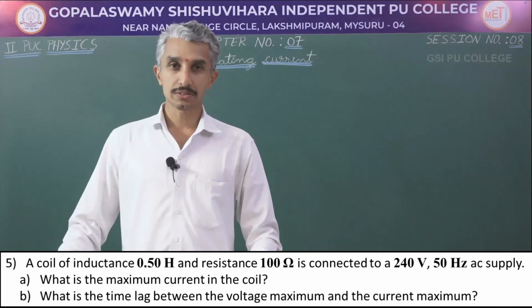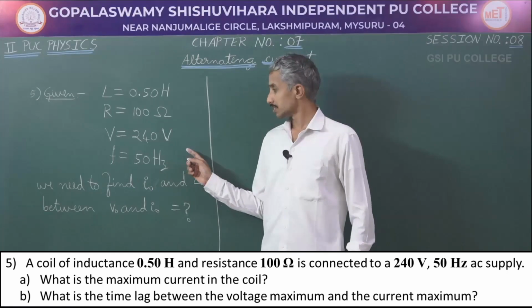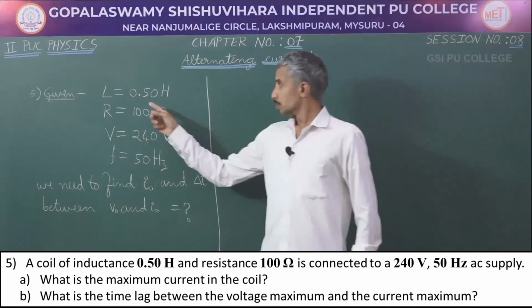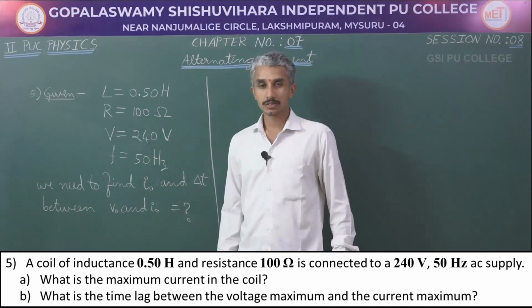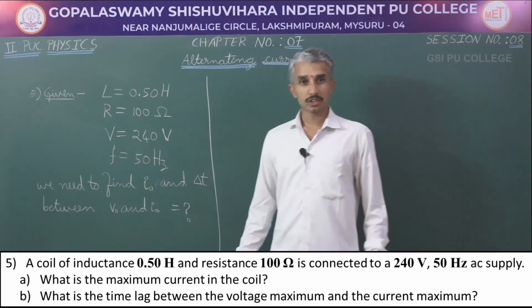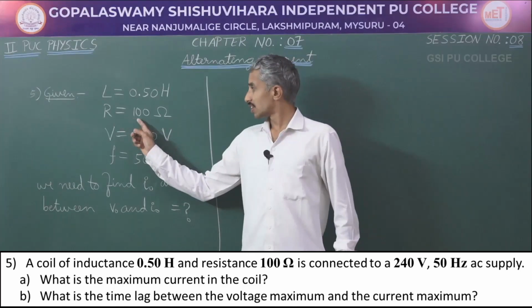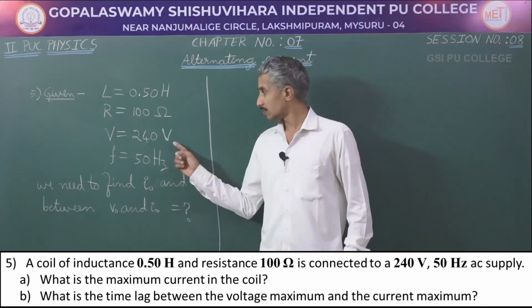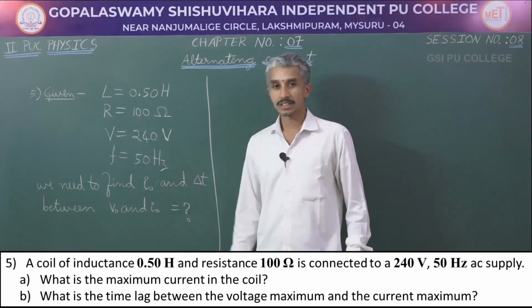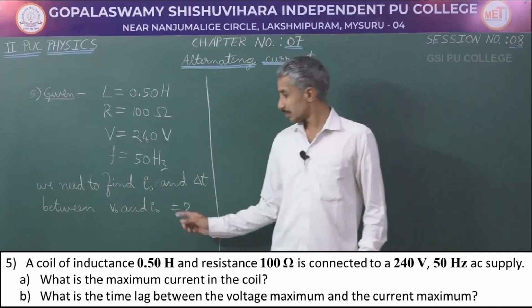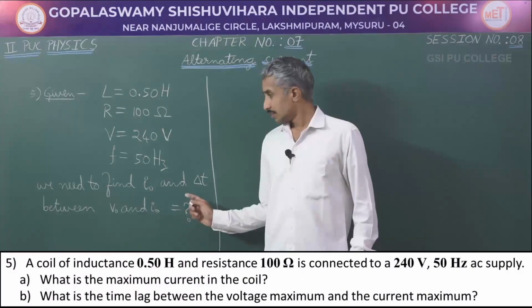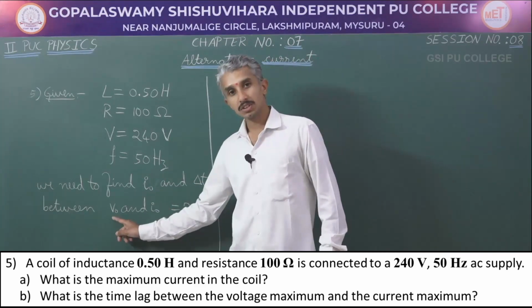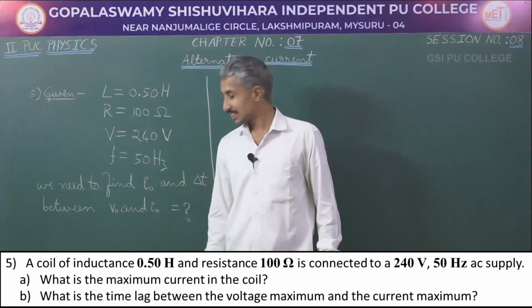So let us note down the data given. A coil is present in an AC circuit whose inductance is 0.50 Henry, and this coil is not an ideal coil, it also has some resistance. The resistance of the coil is 100 ohm. This has been connected to an AC supply of 240 volts and 50 Hertz. We are supposed to find the maximum value of the current and the time lag between the maximum of the voltage and the maximum of the current.